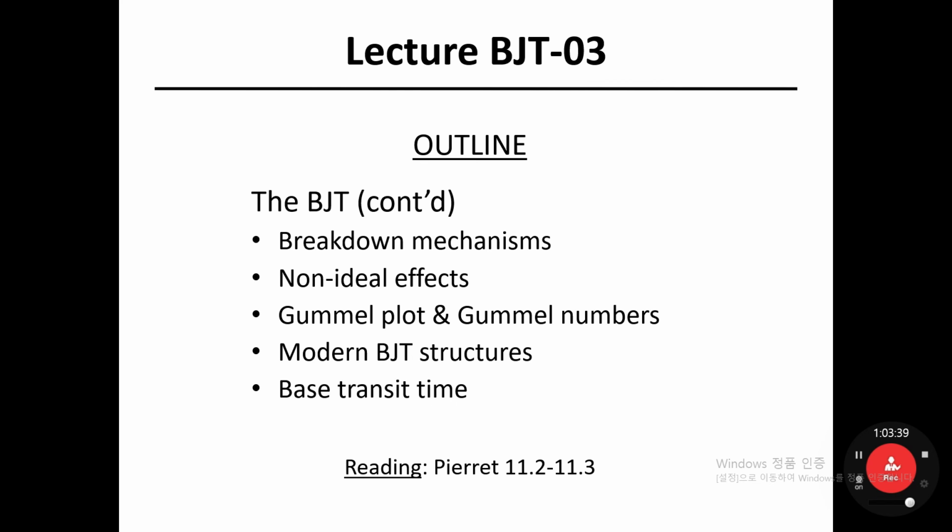And the Gummel plot and Gummel numbers would be used in determining the non-ideal effects and in explaining whether your BJT device is good or bad. So the Gummel plot and Gummel numbers are a good indicator and good design parameters of your BJT. Afterwards, we are going to learn the cross-sectional view and bird's eye view of a modern BJT device structure.